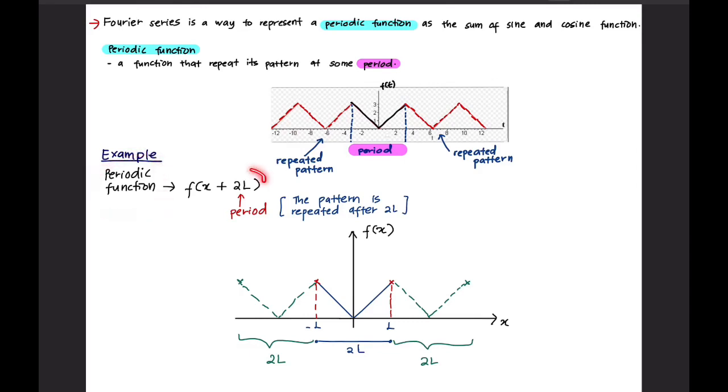For a periodic function, we have this notation, f(x + 2L). So this 2L is the period, the time interval. The pattern is repeated after 2L. If we have this function, the period is 2L because the graph is from negative L to L. We start from negative L to 0, 0 to L. So we have 2L, and then the pattern is repeated after 2L.